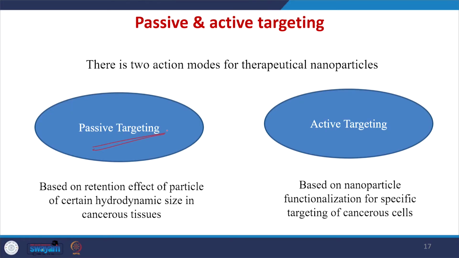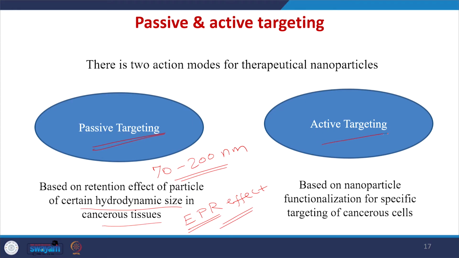There are two approaches to target the nanoparticle to the cancer cell. One is passive targeting, the other one is active targeting. Let us see what is passive targeting. This passive targeting is based on the retention effect of particles of certain hydrodynamic size in cancerous tissue. For example, if you are making a nanoparticle of size between 70 to 200 nanometer, these nanoparticles will be trapped in the tumor location by an effect called EPR effect, enhanced permeability and retention effect. So, this I will explain later.